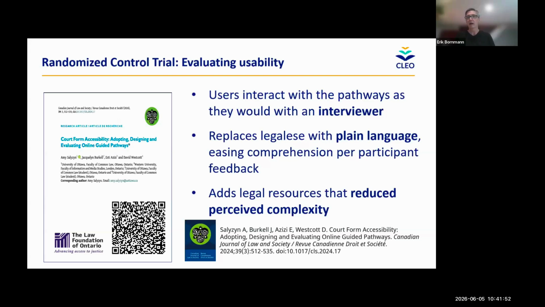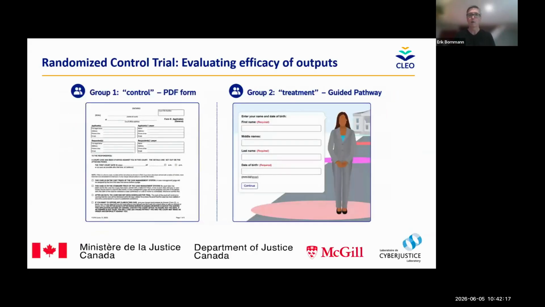So for instance, there's an independent University of Ottawa Western study that included a randomized control trial using students on usability. The results are published in a peer-reviewed journal noted here. And essentially, it showed that the A2J guided interviews, our pathways, significantly reduced task complexity related to the completion of court forms, delivering on that ease of use goal.